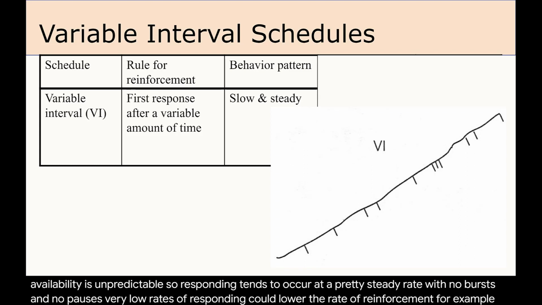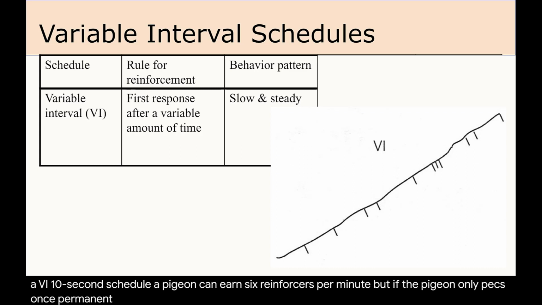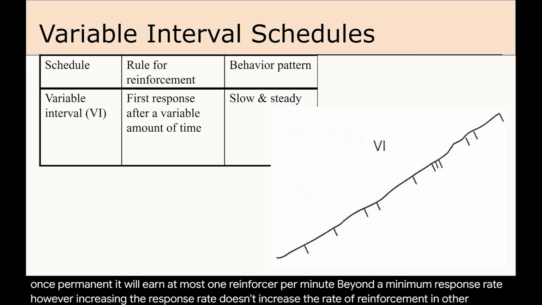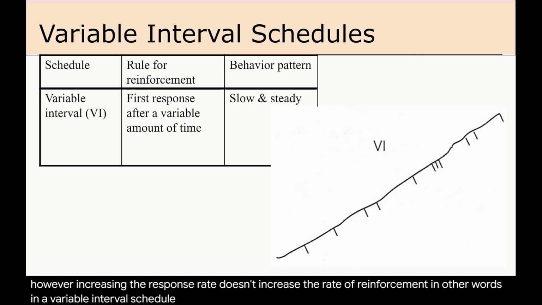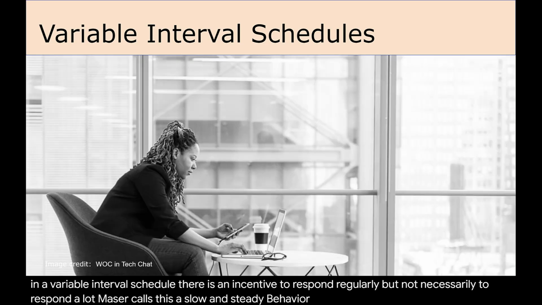For example, on a VI 10-second schedule, a pigeon can earn 6 reinforcers per minute. But if the pigeon only pecks once per minute, it will earn at most 1 reinforcer per minute. Beyond a minimum response rate, however, increasing the response rate doesn't increase the rate of reinforcement. In other words, in a variable interval schedule, there is an incentive to respond regularly, but not necessarily to respond a lot. Mazur calls this a slow and steady behavior pattern.